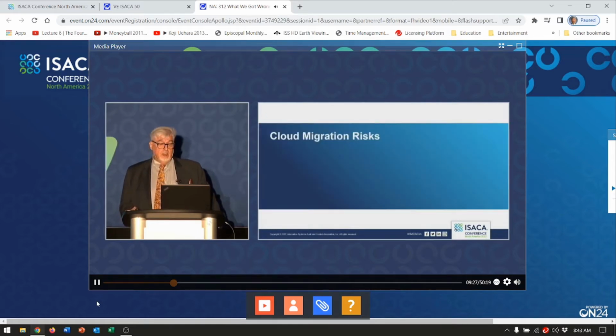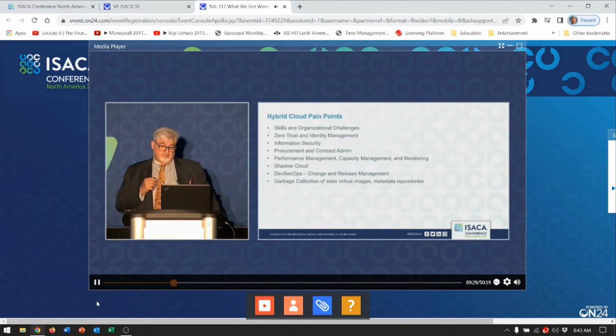So now let's take a look at cloud migration risks. Here are the 8 problem areas that we get with cloud. I will elaborate on each of them. The first one we're going to talk about is skills and organizational challenges. The issue here is when you migrate to cloud, you're saving a lot of money on capital expense. Here's the problem with regard to skills. Your people begin to wonder, am I an expense?